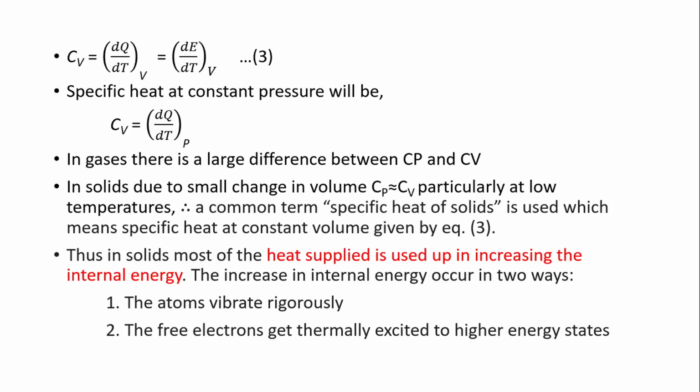In case of gases, there is a large difference between the two specific heats, Cp and Cv. Cp is always greater than Cv, and the difference between Cp and Cv is written as Cp minus Cv equal to R, where R is the universal gas constant. But in case of solids, Cp is nearly equal to Cv, particularly at low temperatures. Therefore, a common term, specific heats of solids, is used besides using specific heat at constant volume and specific heat at constant pressure.